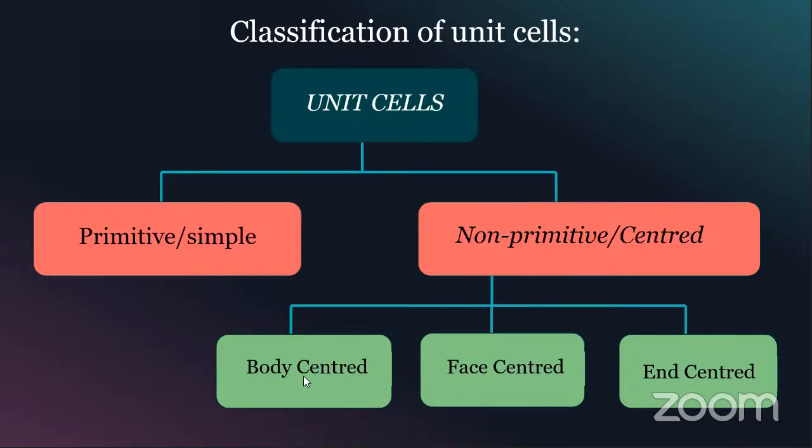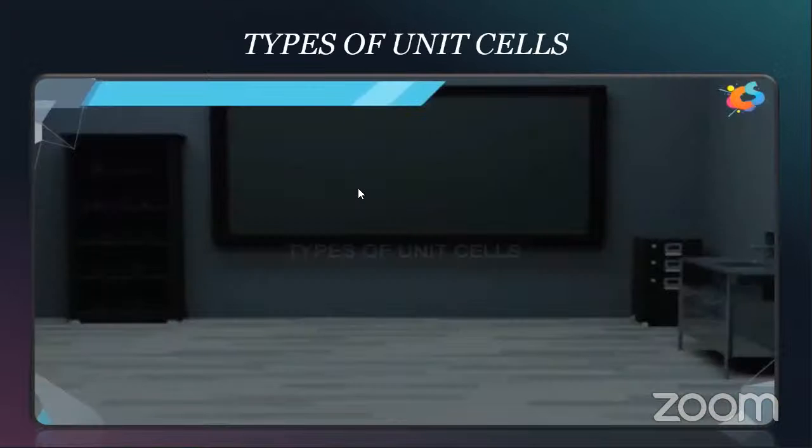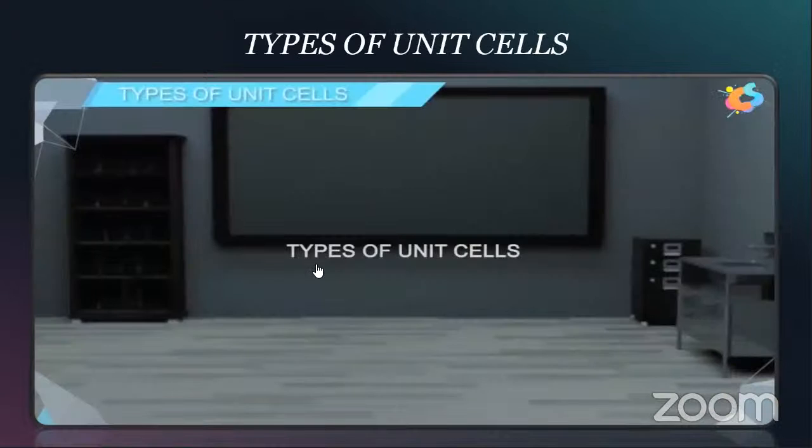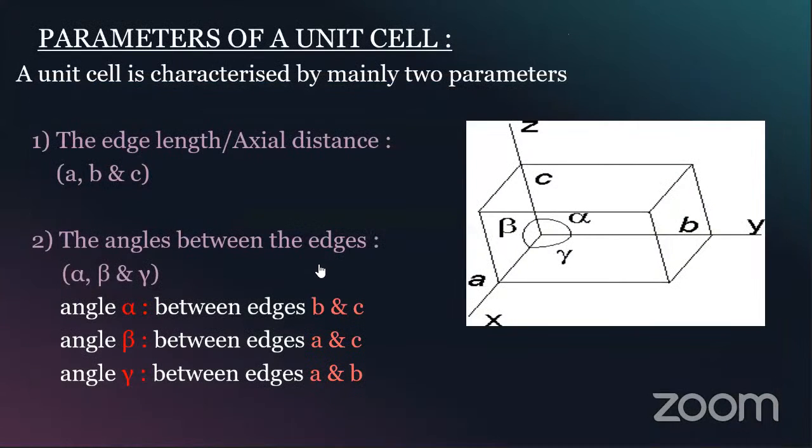Please remember, based on the classification of unit cells, we are going to have 3, or you can say 4, types of unit cells. Everybody knows the first one is the simple cubic unit cell. Then you have BCC, that is body centered cubic, and you have FCC. End centered is generally not considered, and we don't talk about it that much. These 3 are the most important unit cells that we are going to be talking about, and you will see many questions dependent upon this.